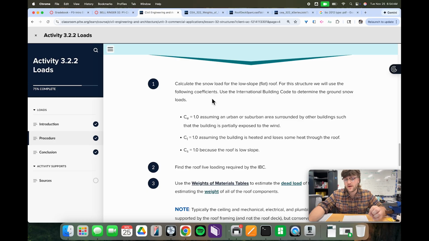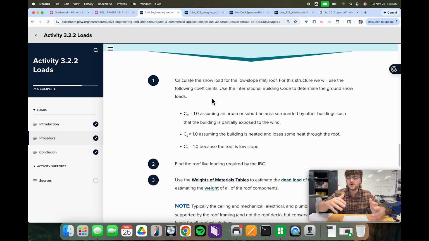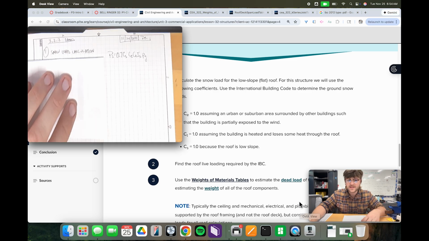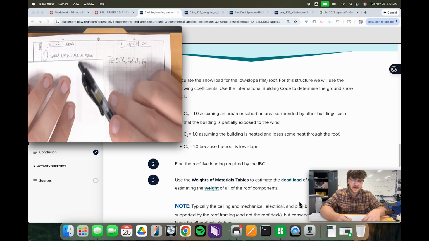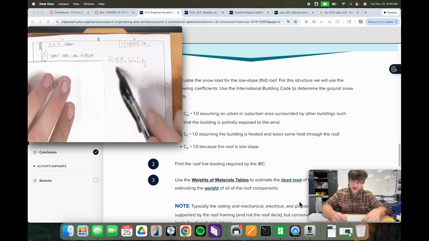With number 1, they want us to calculate the snow load for the low slope flat roof. That tells us that the slope factor is going to be 1 because the roof is a low slope. They do specify for the structure, we will use the following coefficients, so we've got these down here. Then they tell us to use the International Building Code, the IBC, to determine the ground snow loads. Let's start by making sure we have number 1, snow load calculation, and then our actual snow load equation here.